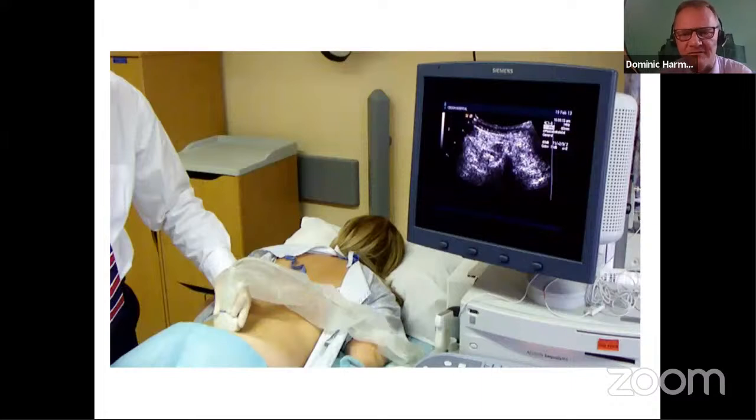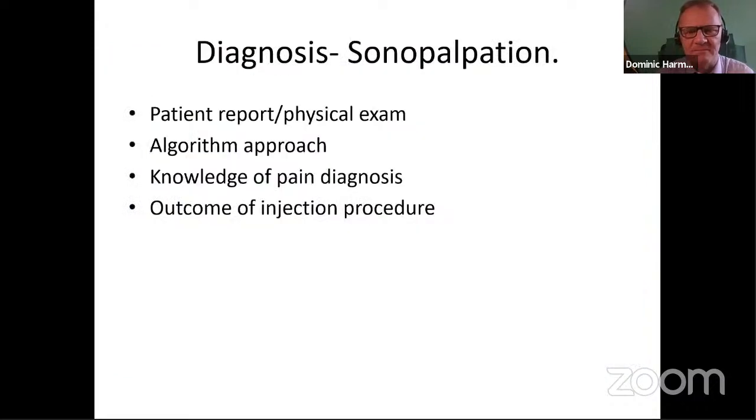Now, here's an example: a patient lying prone. That's myself holding a transducer, and there's the image on the screen of the ultrasound machine, and actually it is looking at the lumbar spine area.